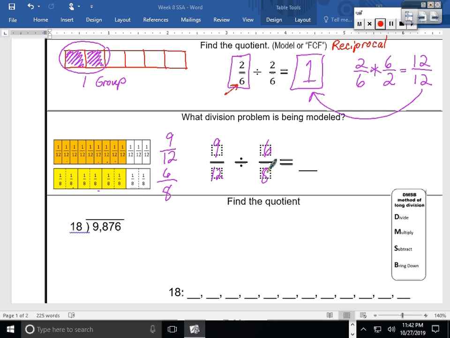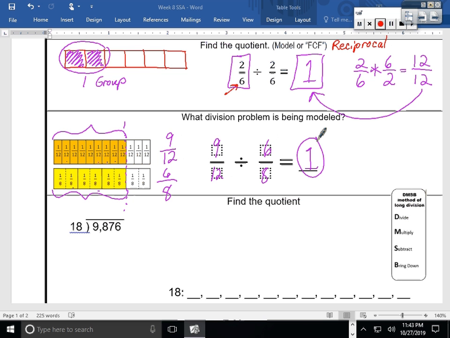I'm trying to use this comparison bar model to come up with a division problem. And it looks to me like I should get an answer of 1 whole. And I say that because I notice that the length of the shaded region in this bar is exactly the same as the shaded region in the second bar. They're exactly the same. This 9/12 is equivalent to 6/8 in the bar model. So I should get 1 whole as an answer.